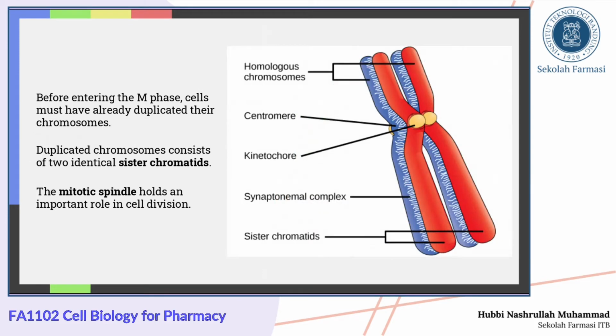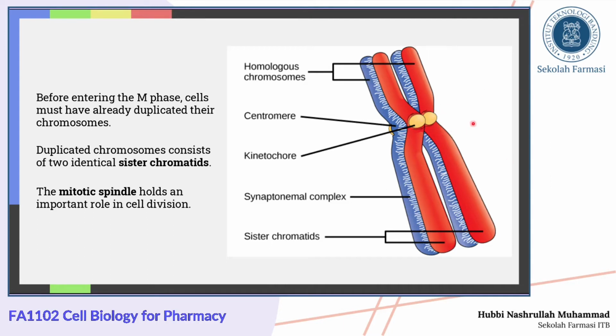If you recall from the previous video, only cells that have successfully duplicated their chromosomes and organelles may enter the mitosis phase. Cells that have failed in their DNA replication or are delayed because of other reasons cannot yet enter the mitosis phase. Now, for cells that can enter the mitosis phase, each of their chromosomes have been duplicated and consist of two identical sister chromatids joined together at the centromere, as you can see from the image.